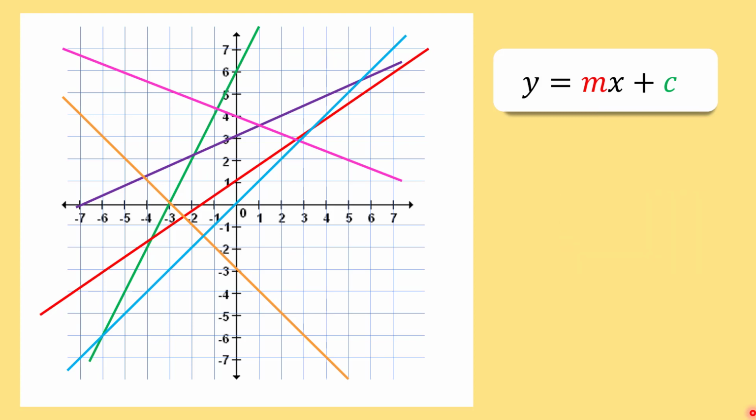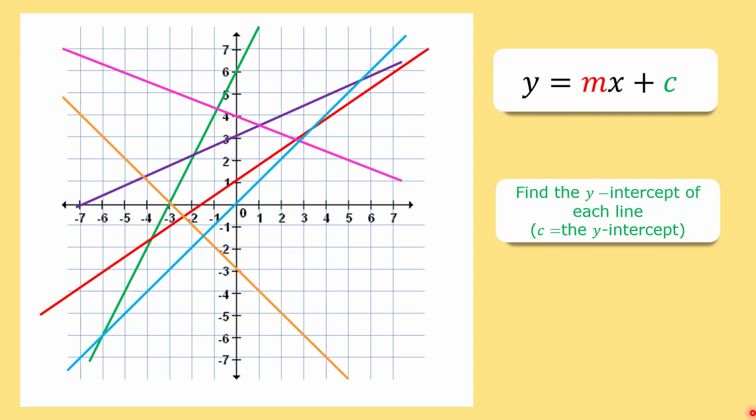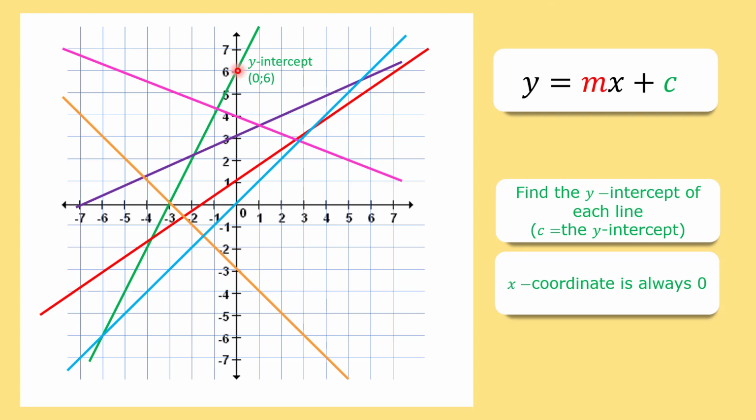Let's first find all the y-intercepts. The y-intercept of each line is exactly that point where the line intersects with the y-axis. The x-coordinate will always be 0. So let's check it out. X is 0, y is 6. X is 0, y is 4.